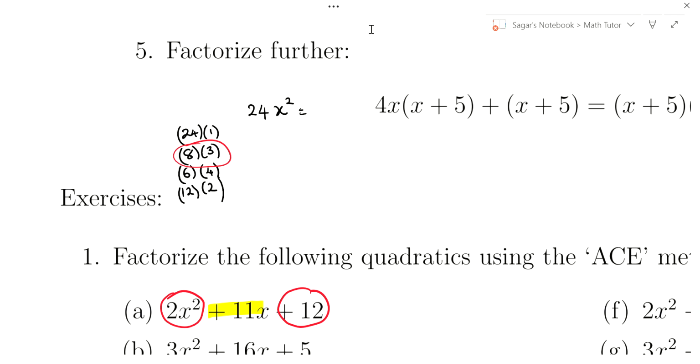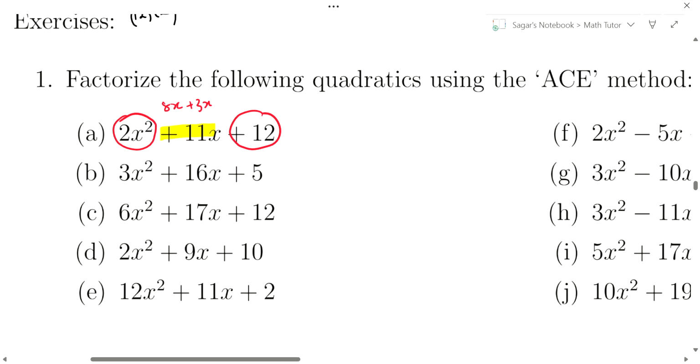So 24x squared is equal to 8x multiplied by 3x. Now when we add them up, we also get the middle term of 11x. So we are perfect here. So we have 8x plus 3x. Now in the place of 11x, we can put in 8x plus 3.